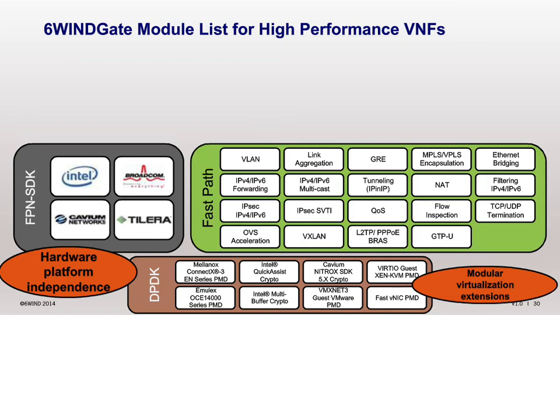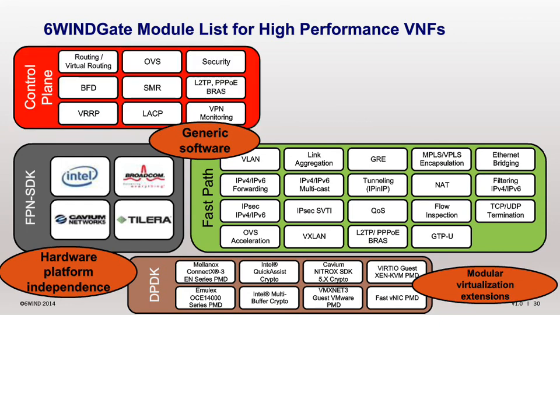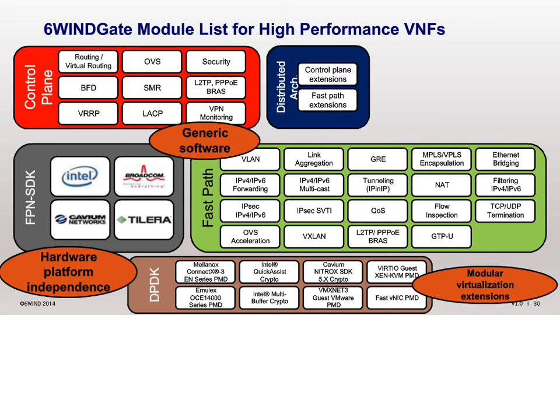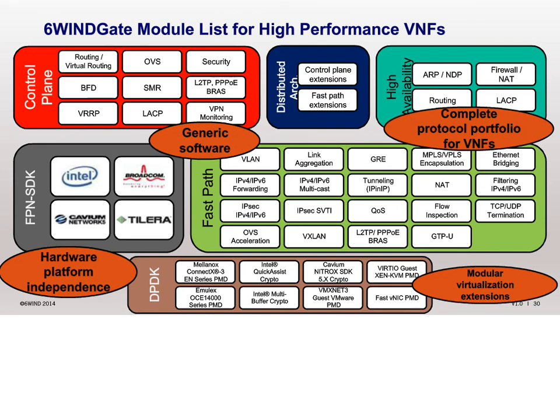protocols from layer 2 VLAN link aggregation, GRE, MPLS bridging, through layer 3 forwarding, multicast, tunneling, NAT, filtering, IPsec, QoS, TCP, OVS acceleration, of course, and more telco protocols like L2TP, GTPU. This data plane foundation is generic software that can be combined with third-party control plane protocols because we are transparent, but also with 6WinGate control plane protocols if you wish. And we complement that with our distributed architecture extensions that allow you to run the control plane and fastpath on different CPUs, and high availability extensions so that our customers have a complete protocol portfolio for VNFs.